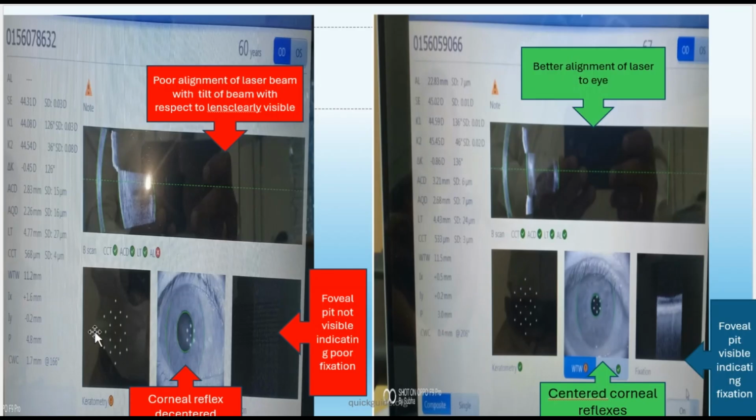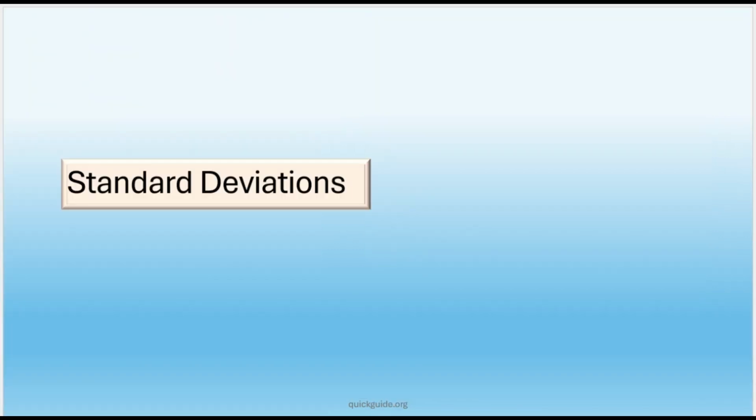Now, in the IOLMaster 700, there is a way of validating the data. It doesn't give you the SNR value, but what it gives you is the foveal pit. In this case, on the left side, you can see there's no visible foveal pit, and you cannot guarantee that the patient was fixating on the red light, right? Here on the right side, you can see that the foveal pit is visible, as well as the dots over here. The Purkinje reflexes are well centered around the pupil, so you can probably be assured about the validity of this data.